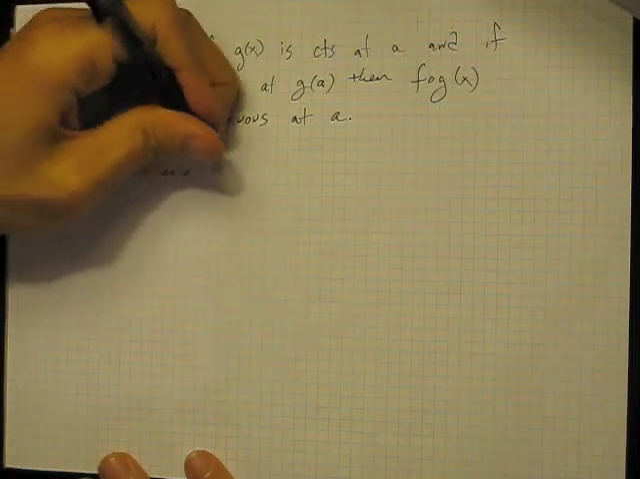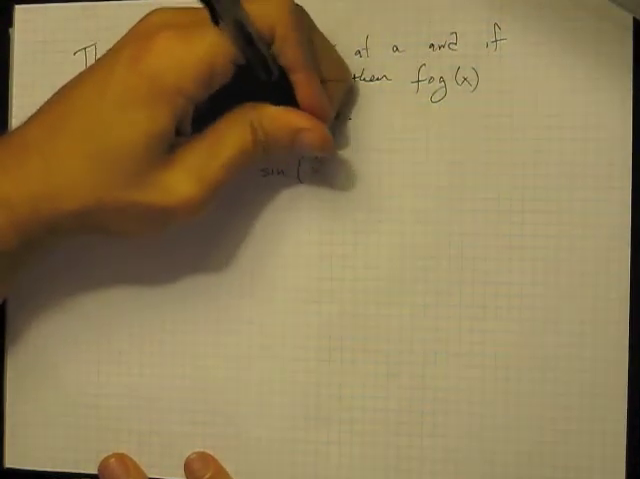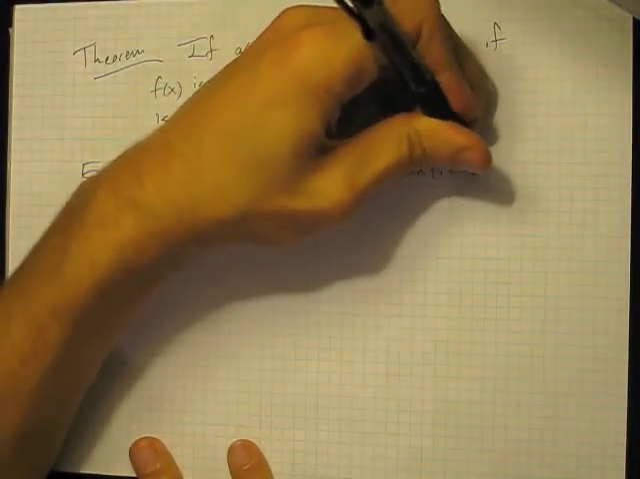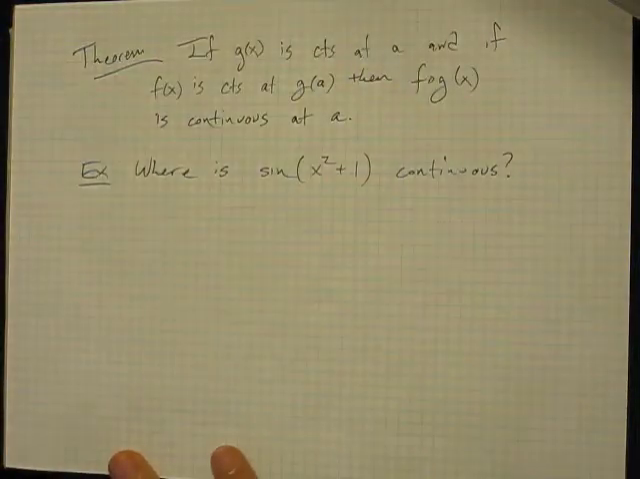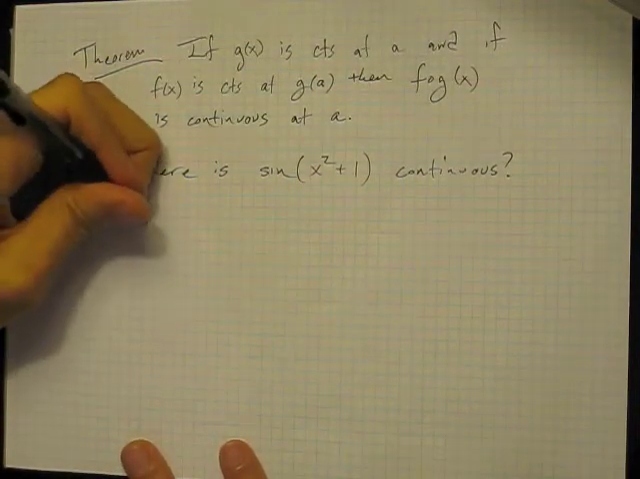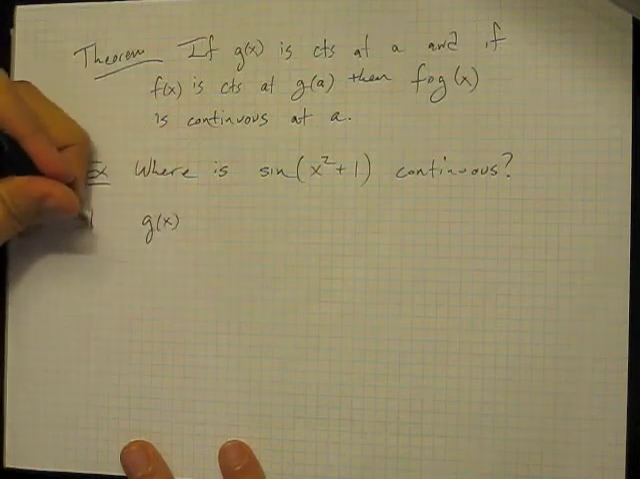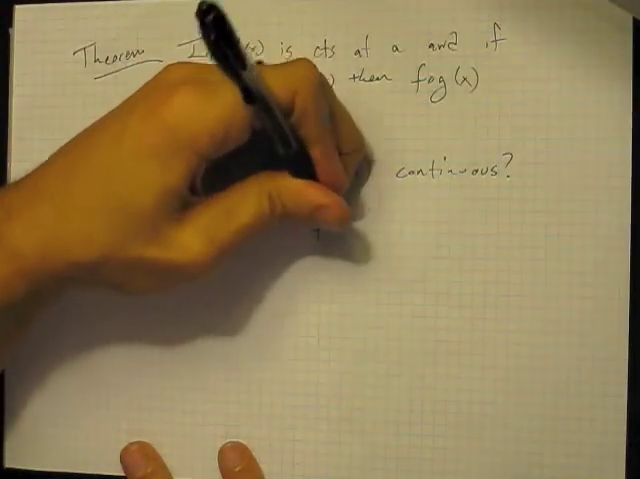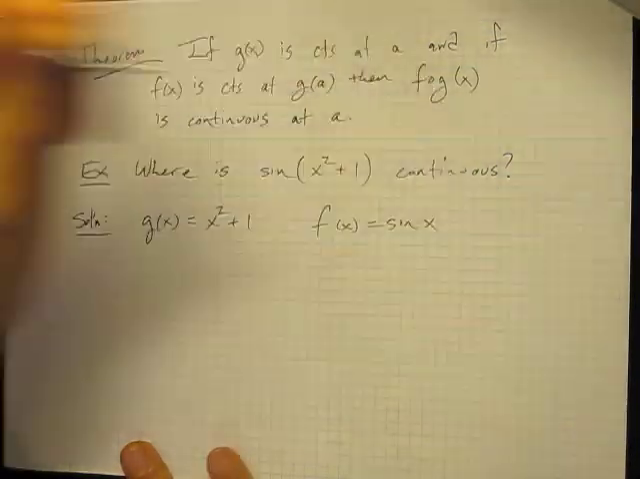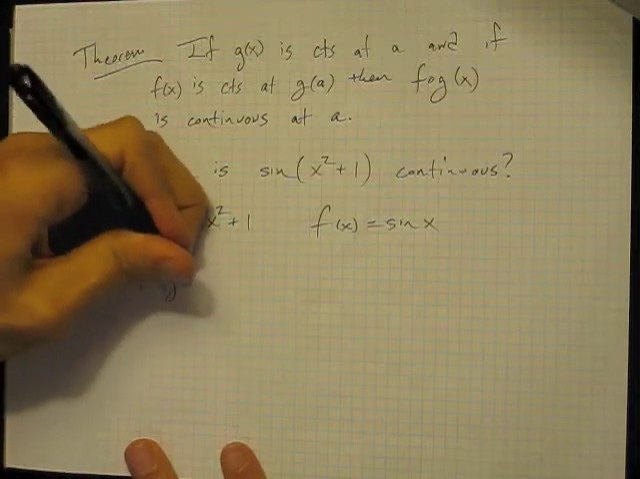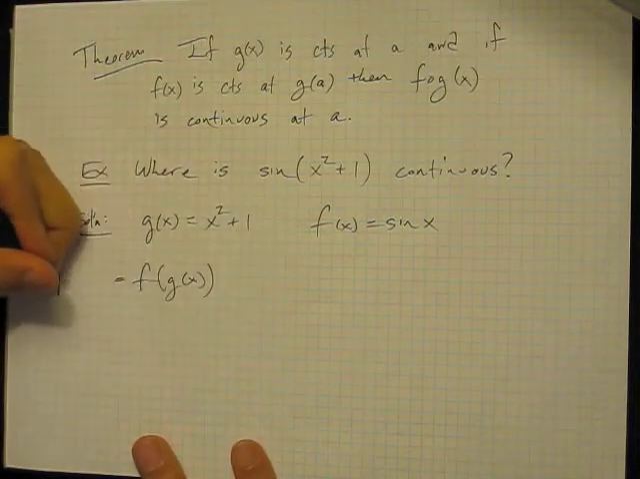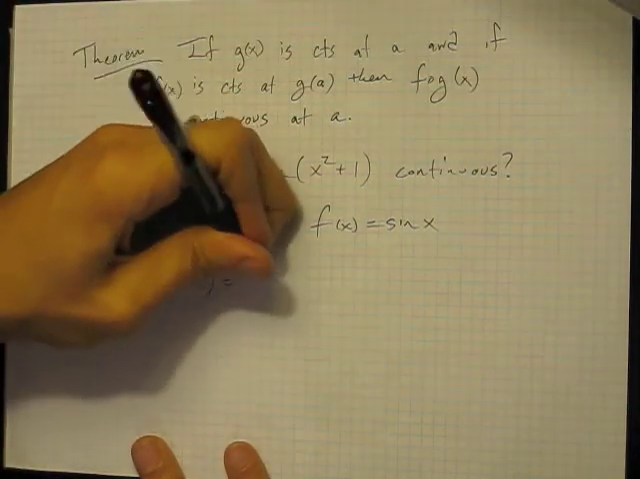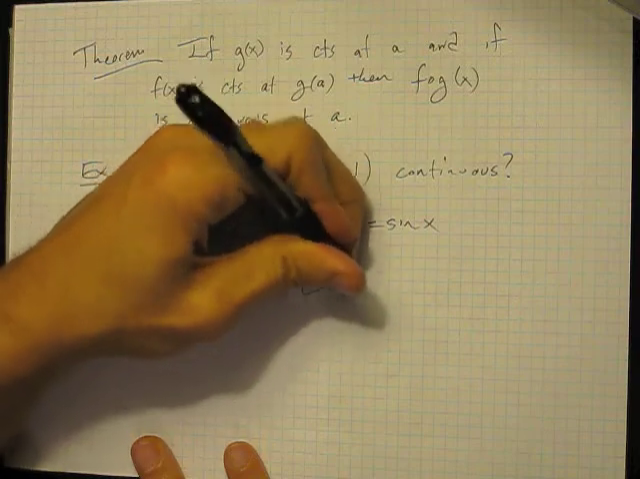Where is sine of x squared plus 1 continuous? Okay. Well, this is a composition of two functions. G, in this case, is the function x squared plus 1. F is the function sine of x. And so f composed with g, that's our notation, f composed with g is sine of x squared plus 1.